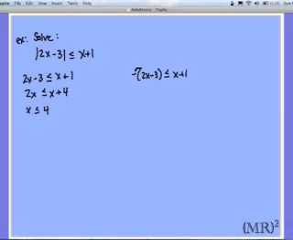Over here, I'll distribute this negative to get negative 2x plus 3 is less than or equal to x plus 1. And it's important to remember that when you're doing these inequalities, or any absolute value, when you take the negative answer, put whatever's inside the absolute value bars in parentheses so that you don't forget to distribute. Otherwise, you may fall into just writing negative 2x minus 3.